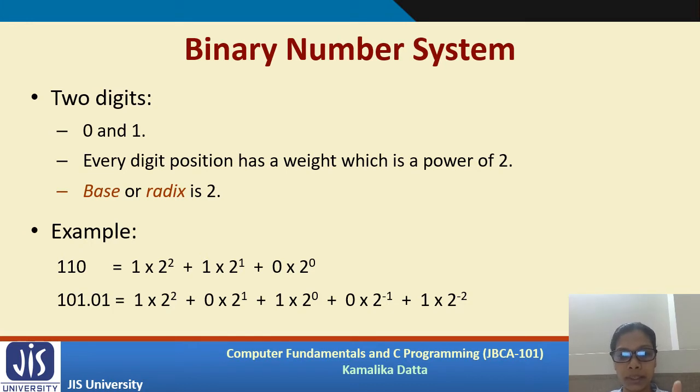So 0 will be multiplied by 2 to the power 0, 1 will be multiplied by 2 to the power 1, and so on. Similarly for the fractional part, 0 will be divided by 2 to the power 1, that is 1 by 2, plus 1 multiplied by 1 by 4, which is 2 to the power minus 2. This is how we represent numbers in the binary system.